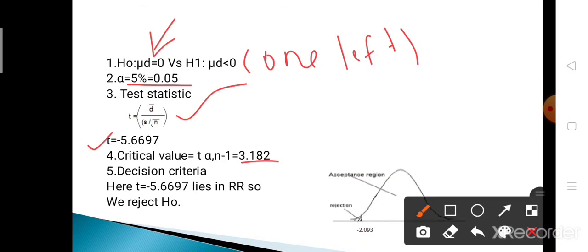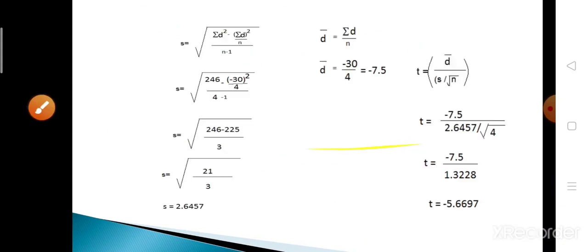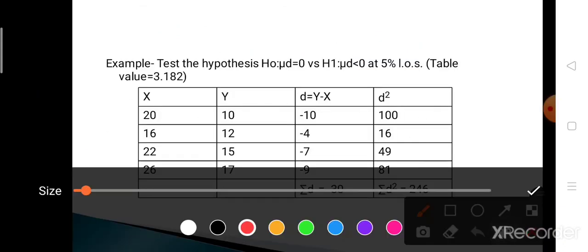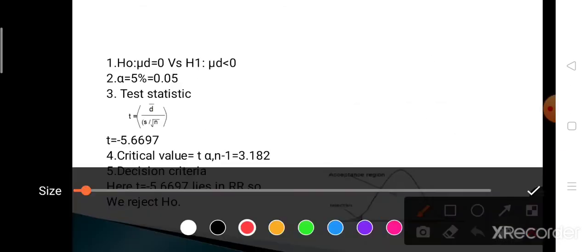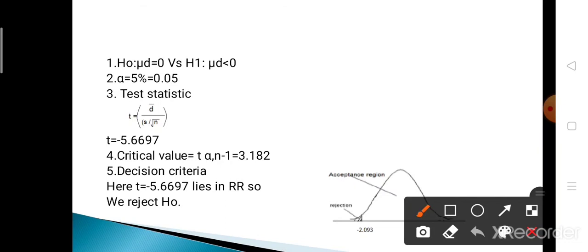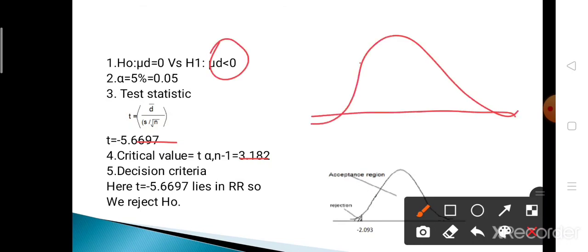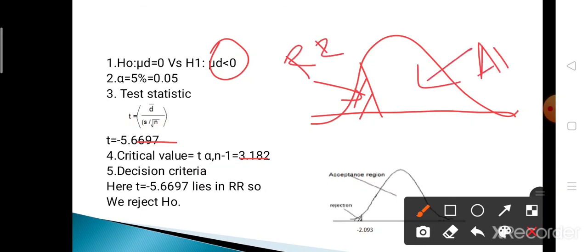The value we are given is 3.182. See here, in the example we are given the table value is 3.182. Now just compare the value of the test statistic and the critical value, that is the table value. The given test is a one-sided left test, that is only one rejection region is there on the left side, and all the right side part is the acceptance region, and this point is minus table value. Here the table value we are given is 3.182, so minus 3.182.